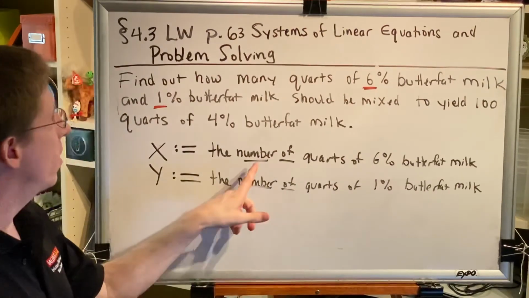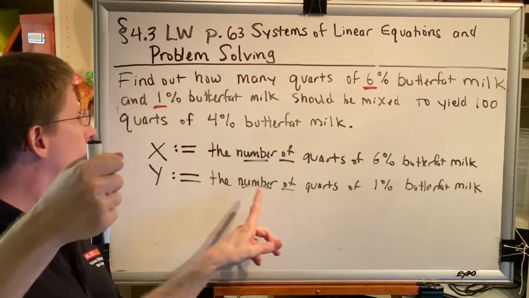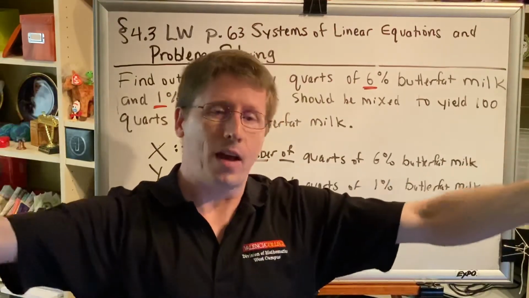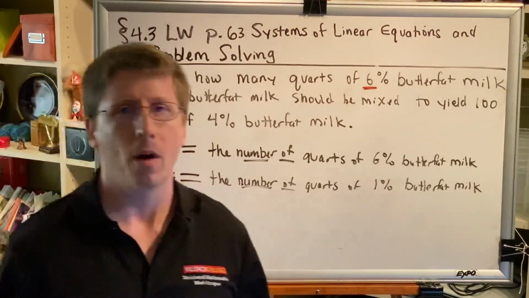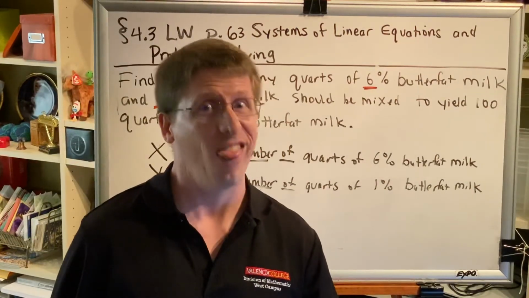If someone tells me the number of quarts of 6% butterfat milk I need in this hand, and the number of quarts of 1% butterfat milk I need in this hand, then I know exactly how much I need to mix together so that the result is 4% butterfat milk, and specifically 100 quarts worth of it. That's a lot of milk.